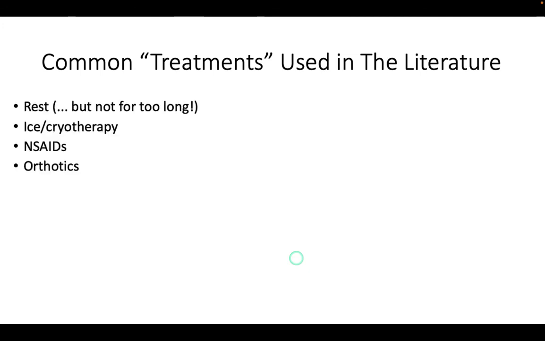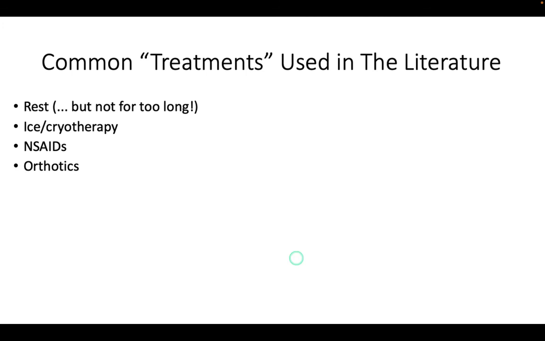However, what are the common treatments used in the literature? And you'll see that they're pretty much not as much as what I identified earlier. So what are they using? So the common ones we've been talking about: rest, ice, painkillers, orthotics.